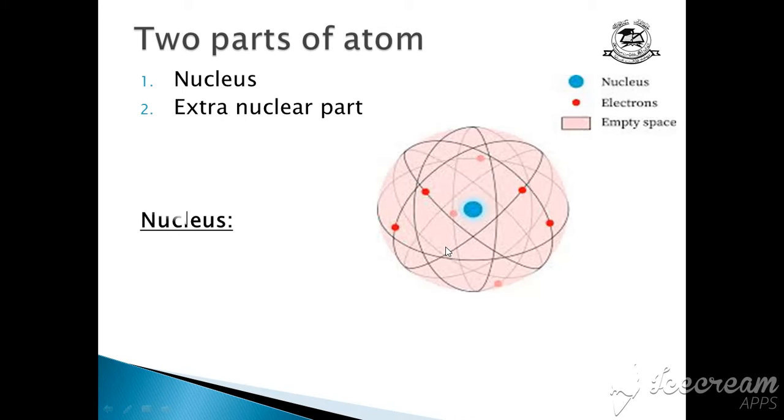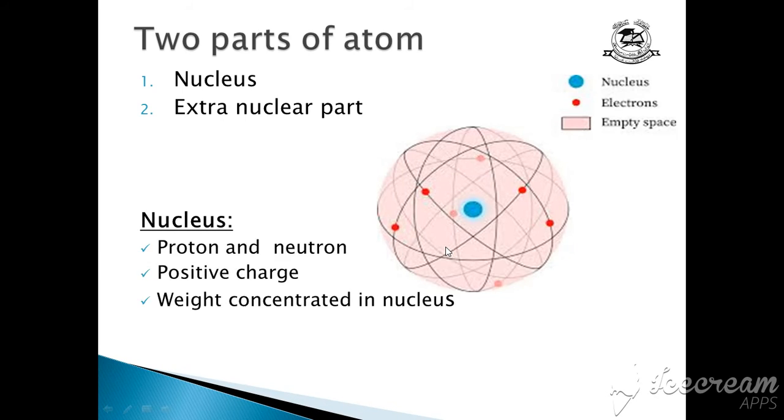The nucleus contains protons and neutrons. You already know proton and neutron, and it is positively charged. Why is it positively charged? Because protons are positively charged and neutrons don't have any charge. Weight is concentrated in the nucleus because protons and neutrons are both heavier than electrons. So most of the weight of the atom is concentrated in the nucleus.